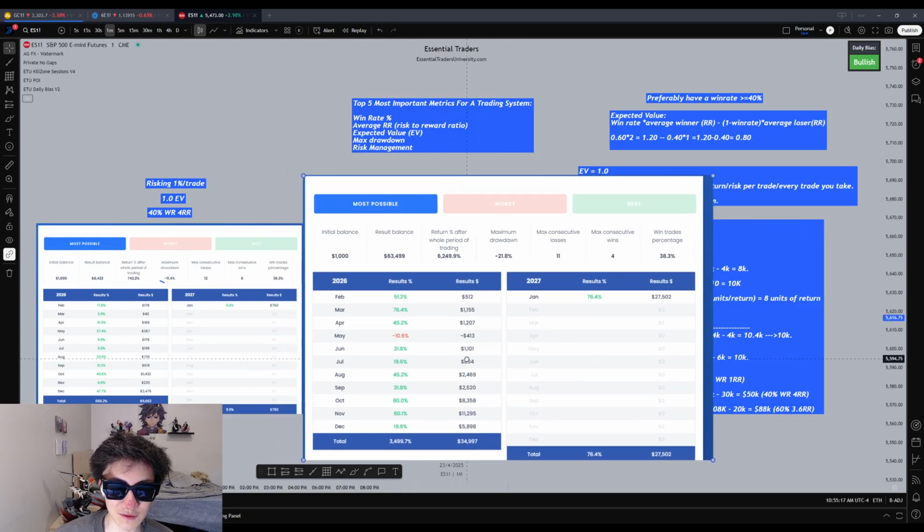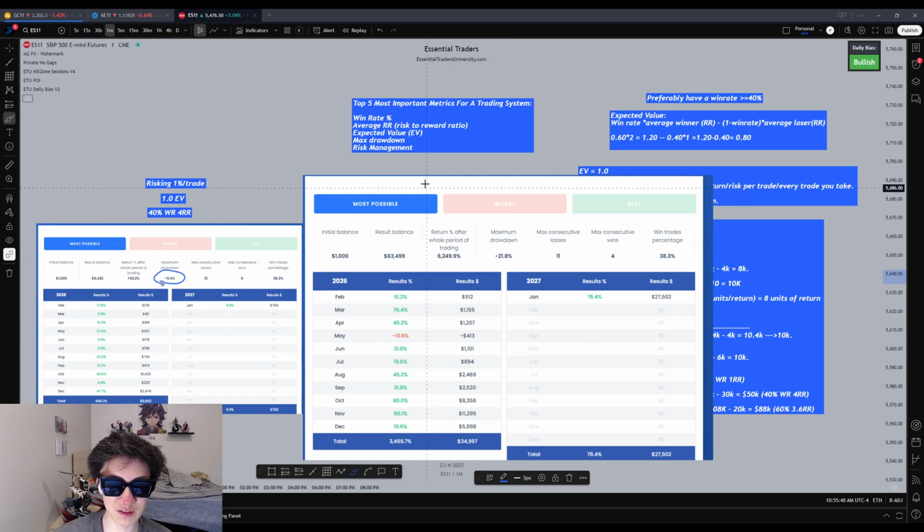Look at the drawdown difference now. Instead of a max drawdown of 11%, you're now facing a max drawdown of 21%. That's double the amount of drawdown, and you basically doubled your risk here. It's not 100% linear, but it's basically going to be like this, right?